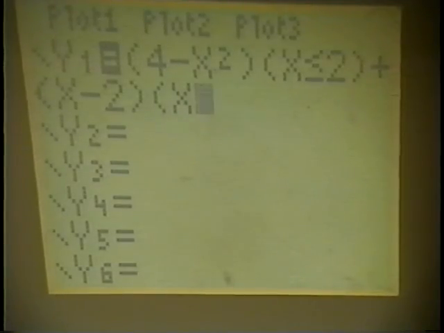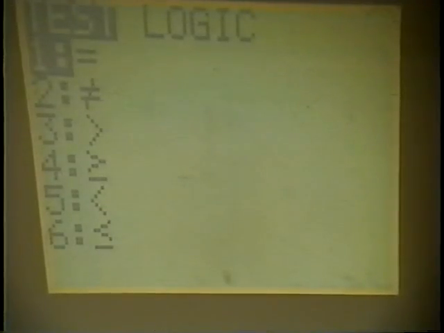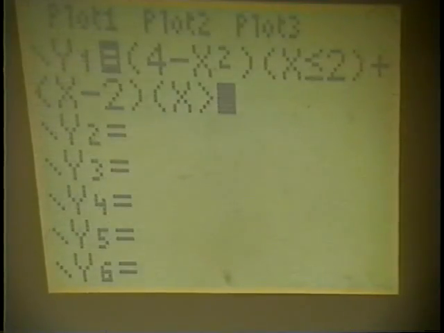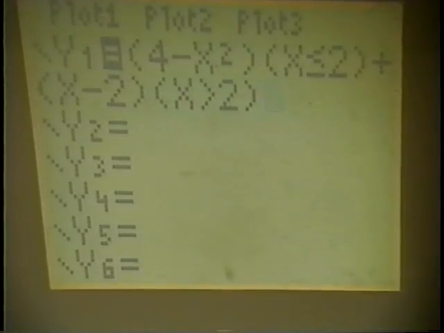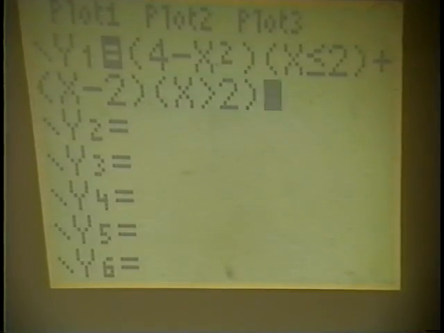Okay, greater than, once again, second and math to get test. And I want greater than, so that's option number 3. Hit that, get the greater than, put the 2 in, right parentheses. So I have 4 minus x squared when x is less than or equal to 2, and x minus 2 if x is greater than 2.